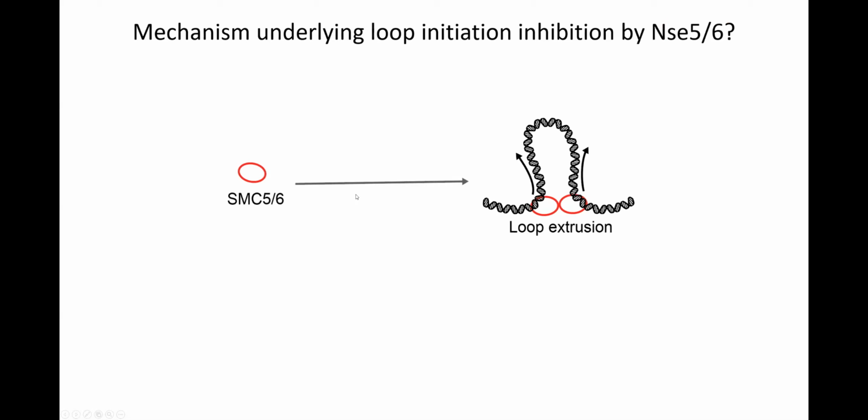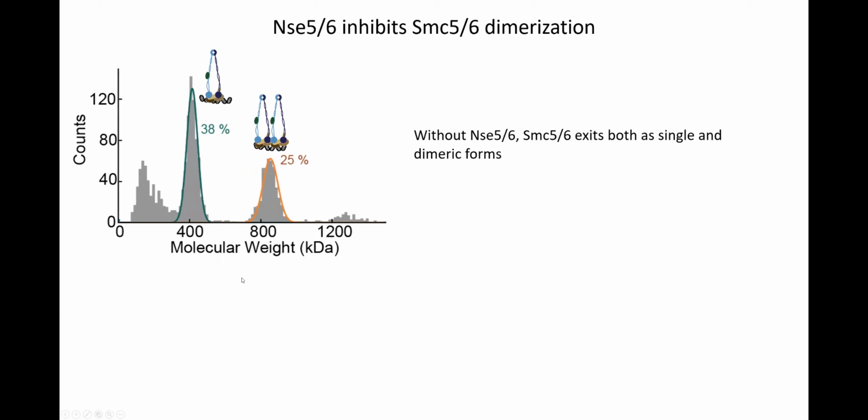For us it was logical to think that for SMC56 to be able to extrude loops, two processes have to be done. First they have to be loaded on the DNA, and second they have to be able to dimerize. And we were wondering whether NSE56 can indeed inhibit the dimerization process of the loop extrusion. To address this question, we decided to use the technique called mass photometry.